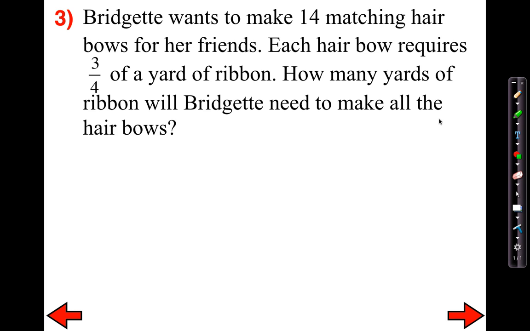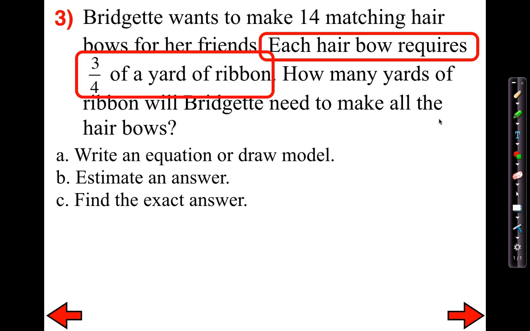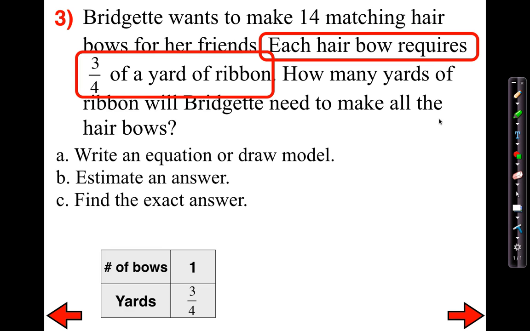So for number 13, it says Bridget wants to make 14 matching hair bows for her friends. Each bow requires 3/4 of a yard of ribbon. How many yards of ribbon will Bridget need to make all these hair bows? Well, first, write an equation or draw a model. First of all, I hope you understand that to make one bow, it's going to take 3/4 of a yard, right? So for 1, it will take 3/4. For 2, it's going to take twice as much of the material, so it's going to be 1.5. For 3, it's going to take 3 times as much material, which is going to be 2 1/4.